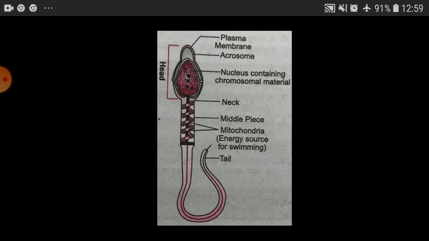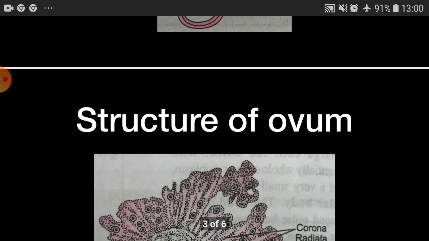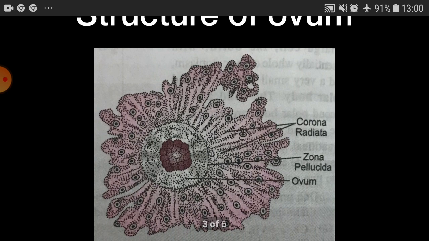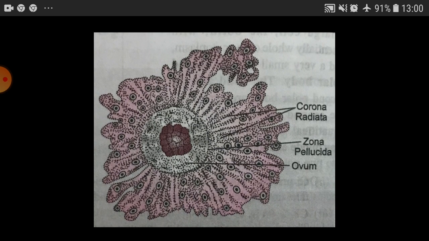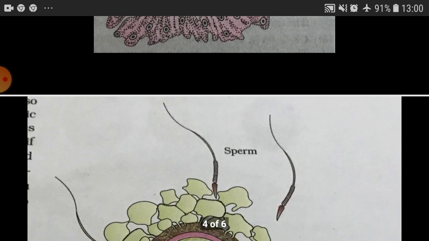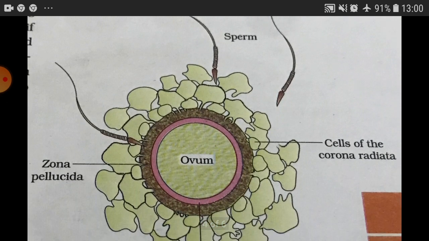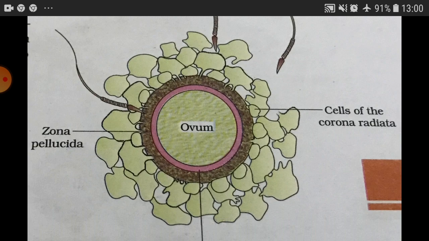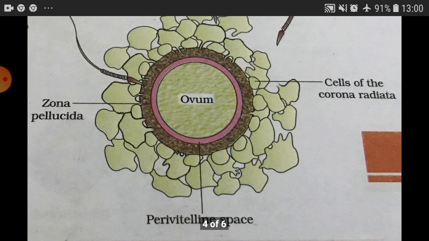Okay, right now, you have understood the structure of spermatozoon, which is divided into four parts. Now next we'll take the structure of the female gamete, that is the structure of the ovum. So I have displayed here two diagrams of ovum. Here you can see the two layers, that is the corona radiata and zona pellucida, and then you can see the ovum. And in the next diagram you can see the sperms also arriving near the ovum for fertilization, and you can see the different layers here also.